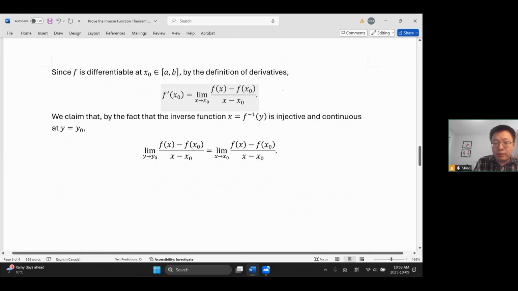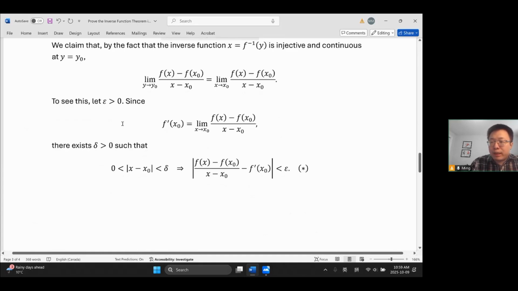We claim that by the fact that the inverse function x equals f inverse of y is injective and continuous at the point y equals y0, we can change the subscript of the limit sign. That is, the limit of (f of x minus f of x0) divided by (x minus x0) as y goes to y0 is the limit of the same expression as x goes to x0. Let's see how that's done. We'll use an epsilon delta argument.